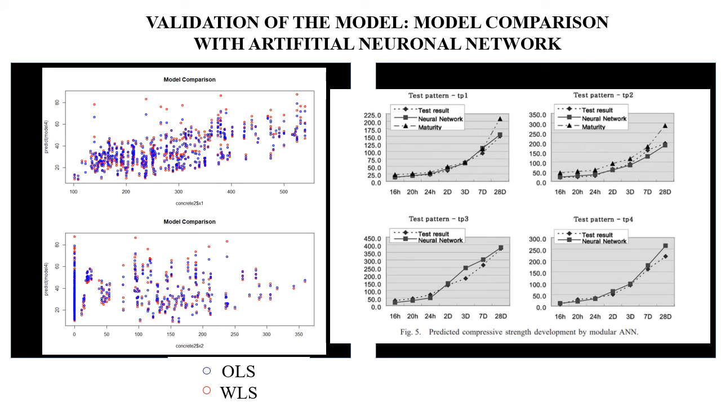Neural network shows high accuracy to predict compressive strength. However, for simplicity, regression models are widely accepted.